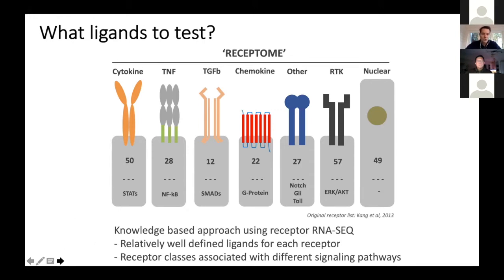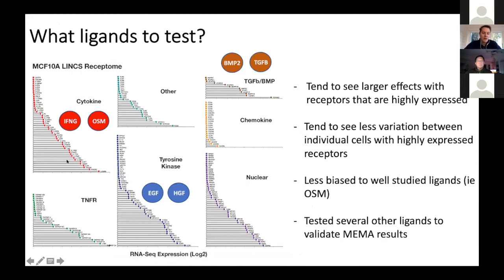And so we could go about doing that with MCF10A cells. So using the RNA-seq, we have expression across the x-axis, and we can then group these receptors into different classes and identify what are the highly expressed receptors and what are the lowly expressed receptors. So in order to try to identify ligands that have high impacts, the receptor needs to be expressed. And ideally, it's relatively highly expressed. So that's likely to see most of the cells express it rather than a fraction of cells.